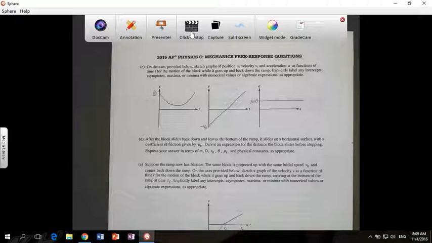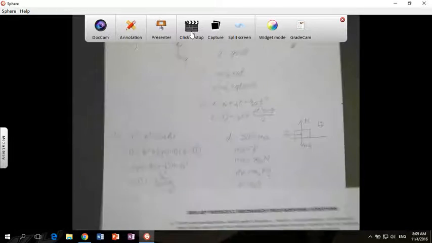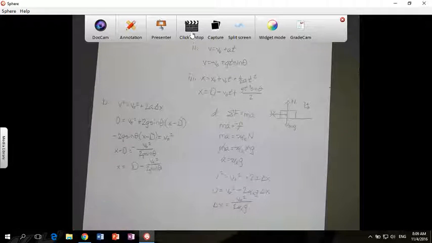Okay? All right, now let's see what happens when we start adding some friction in. So now the block's going to slide down the ramp, it's going to leave the ramp, it's going to hit a horizontal surface, and now we've got friction. How far does the block go before it stops? And so that is my final part here on this paper.